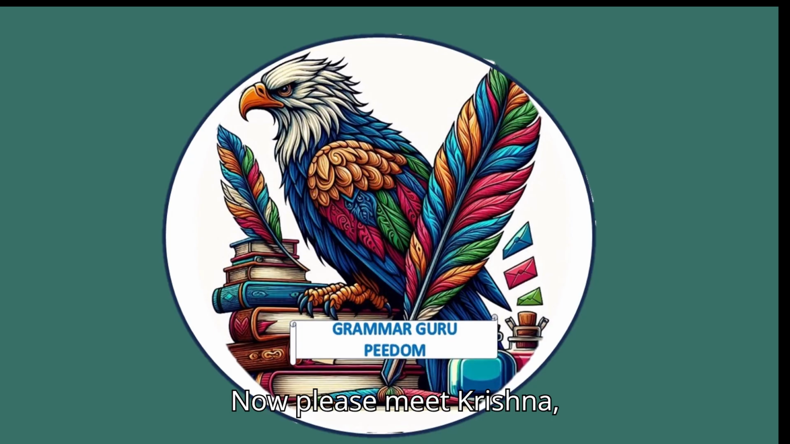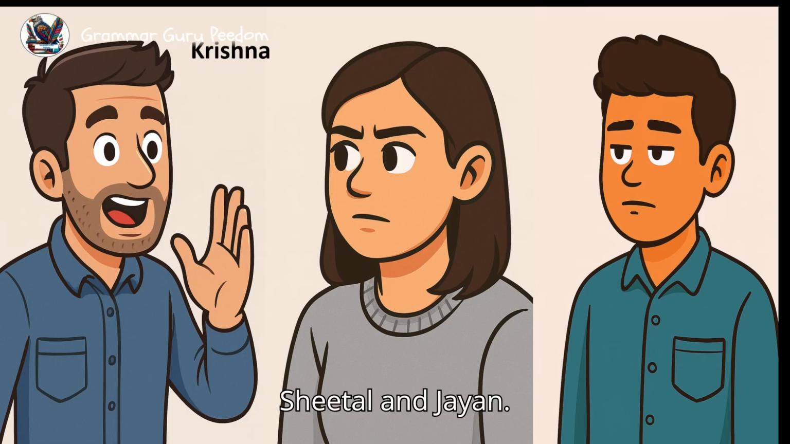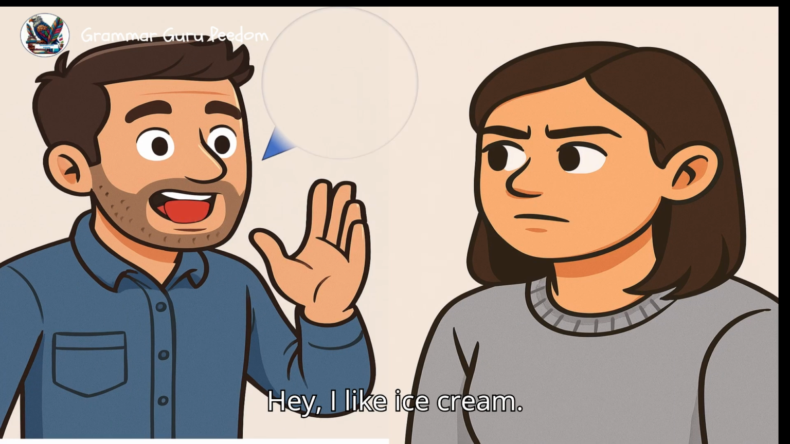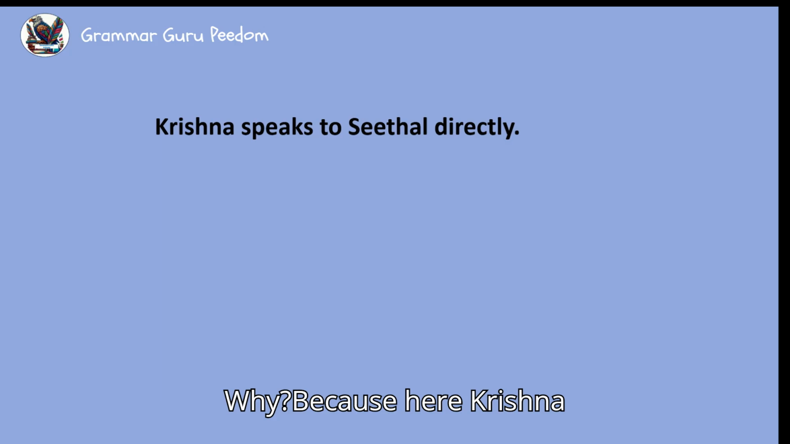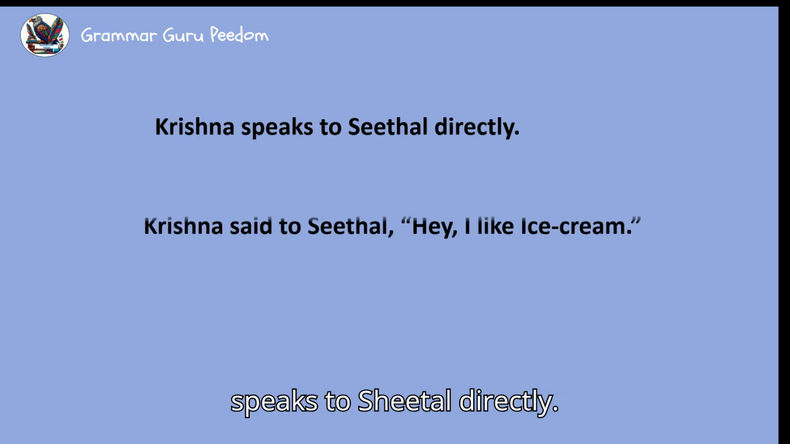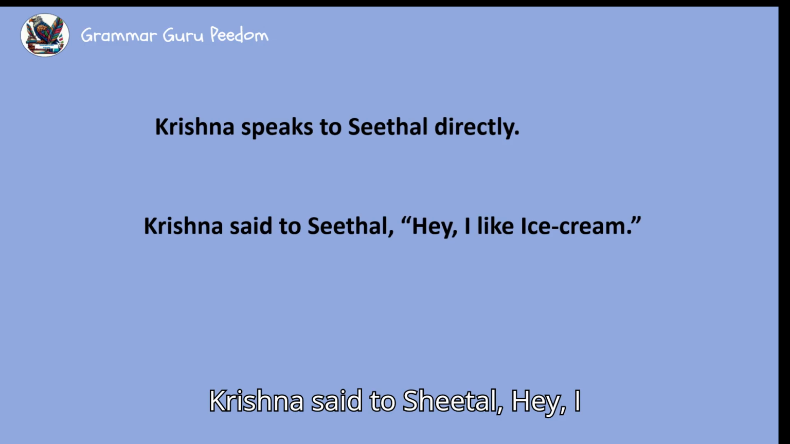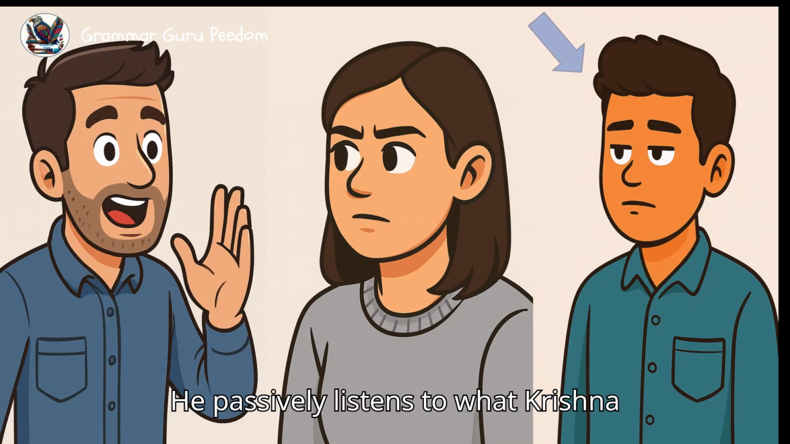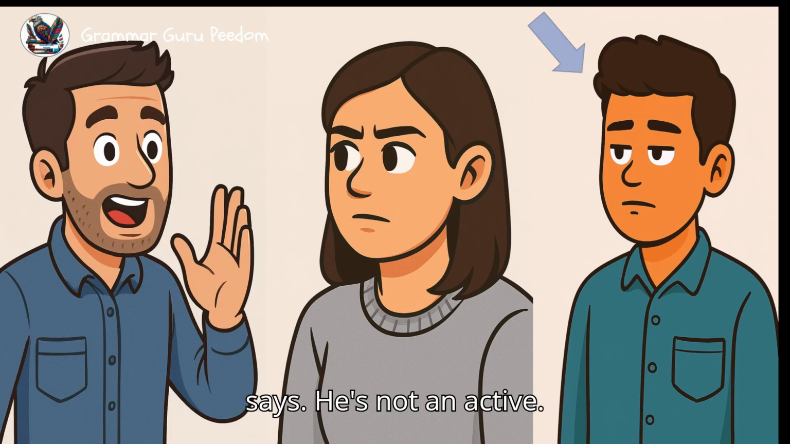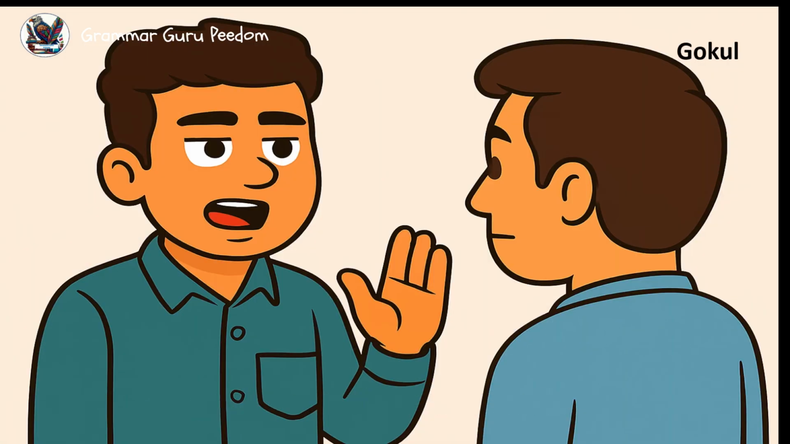Now, please meet Krishna, Sheetal, and Jain. Hey, I like ice cream. This is direct speech. Why? Because here Krishna speaks to Sheetal directly. Krishna said to Sheetal, "Hey, I like ice cream." Look at Jain. He passively listens to what Krishna says. He's not an active participant of this conversation.